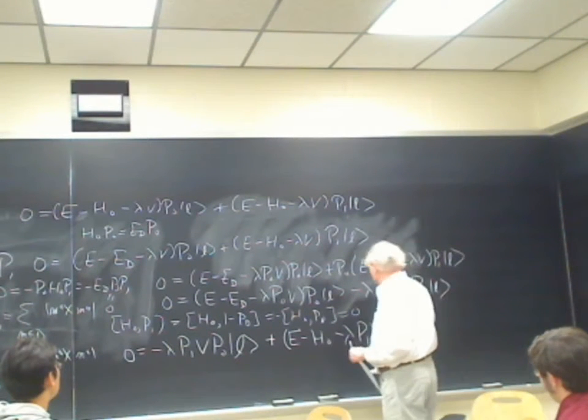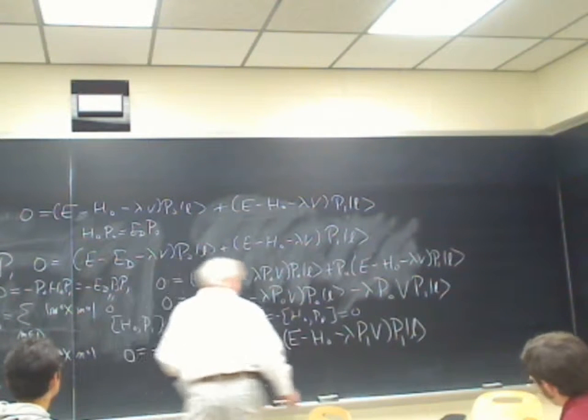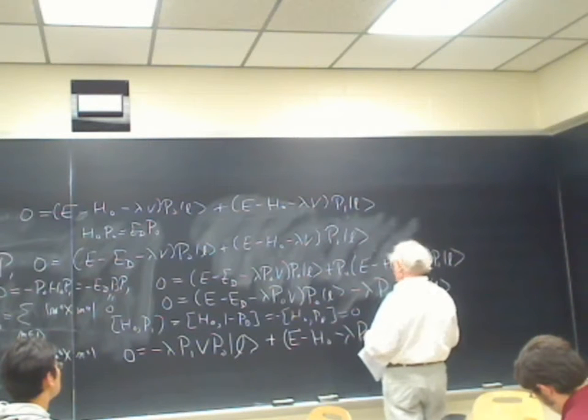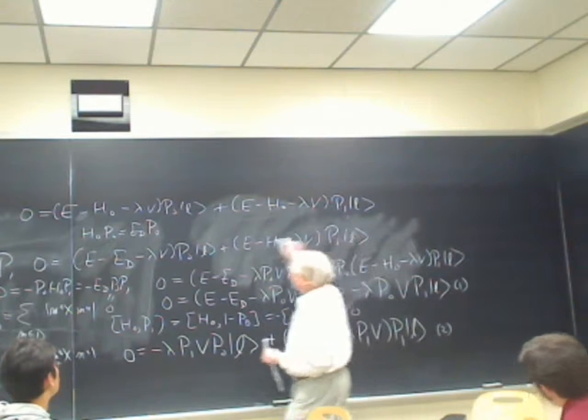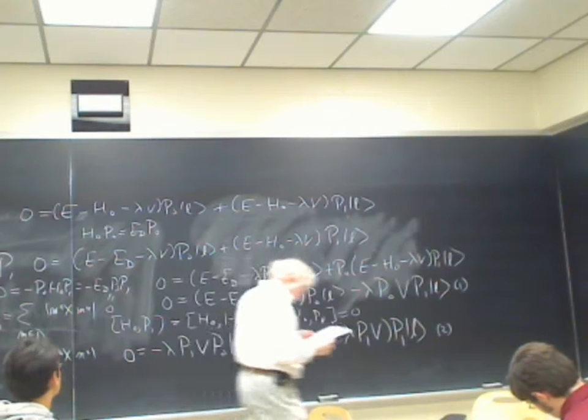So we have two equations now. This one, which we can call equation 2, and this one, which we can call equation 1. So we've got this eigenvalue equation, and we split it up into two separate equations.